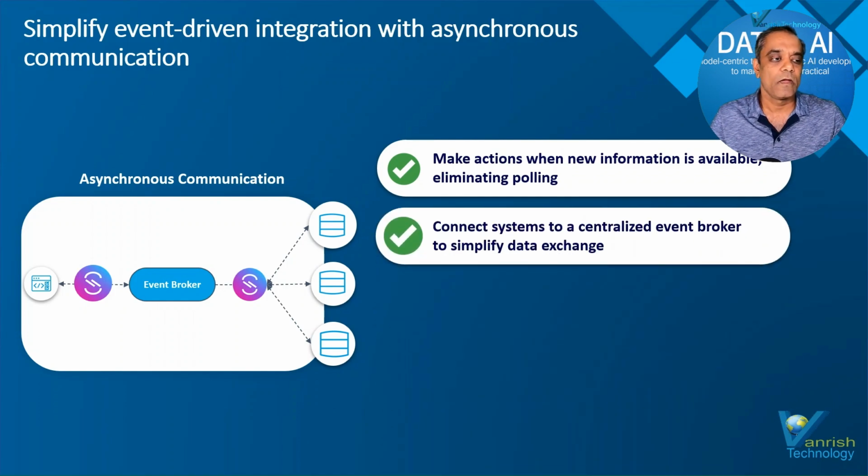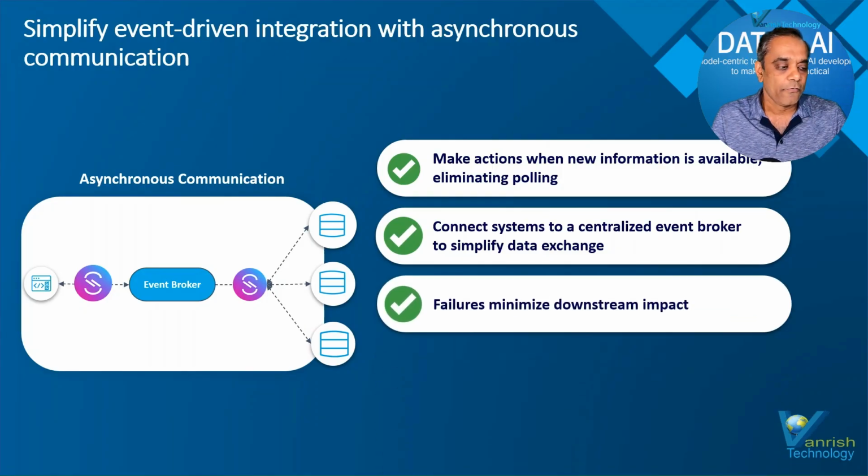Second is connecting systems to a centralized event broker to simplify the data exchange. It gives you an easy way to interact with event-based services. AsyncAPI is built to communicate events and removes additional complex business logic that would be needed with REST-based approaches. Third is that failures minimize downstream impact. It promotes a loosely coupled environment that minimizes the downstream impact if a failure occurs.